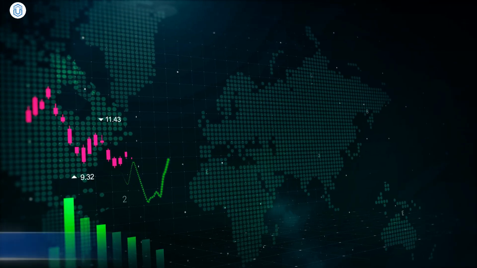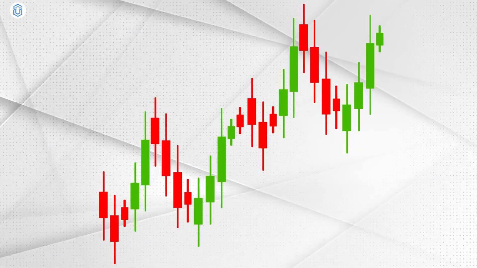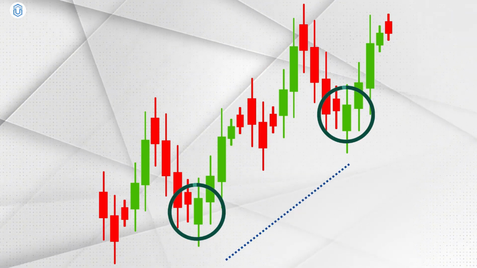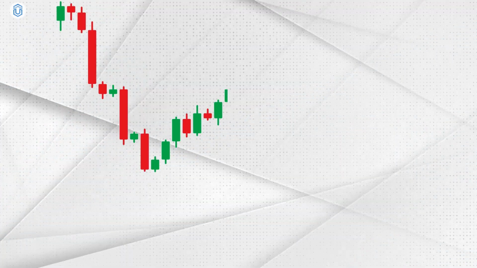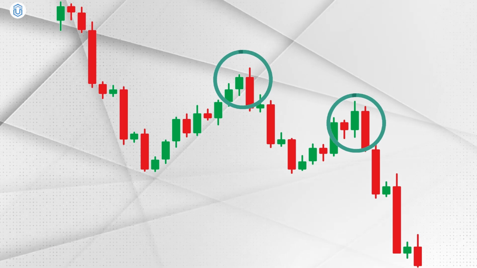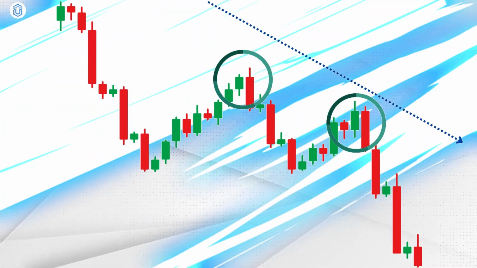First, we will see what are the trend lines. Before we start drawing the trend lines, let's first understand what they are. Trend lines are the lines drawn on a chart that connect two important price points. They help you to visualize the direction of the market and also the support and resistance zone. With this, you can understand whether the prices are upward sloping or downward sloping.